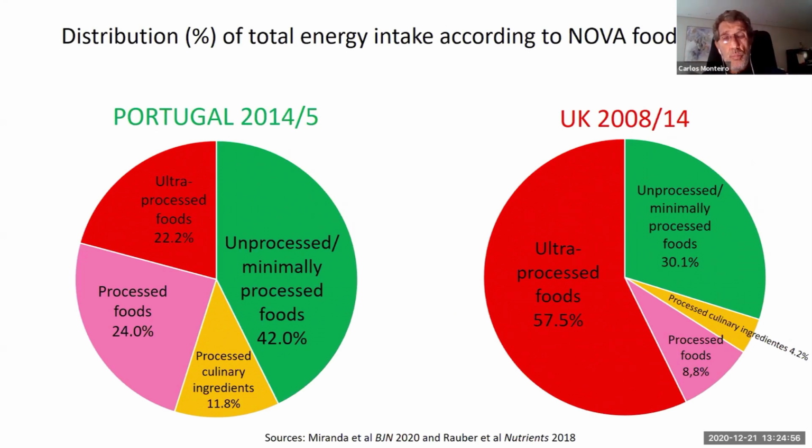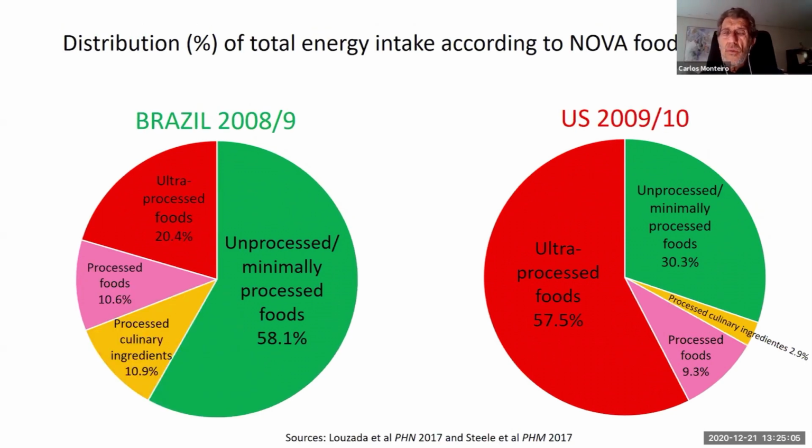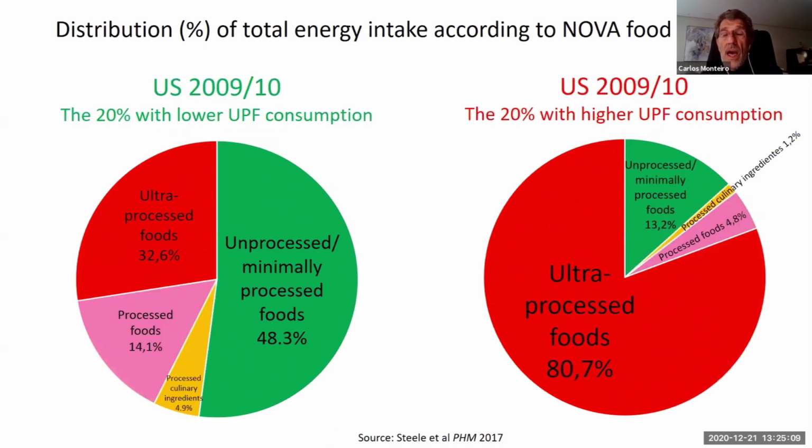You can see that most of the calories in the Portuguese diet come from group 1 and group 2 in NOVA, while in the UK, most energy already comes from ultra-processed foods. A similar situation exists between Brazil and the United States.